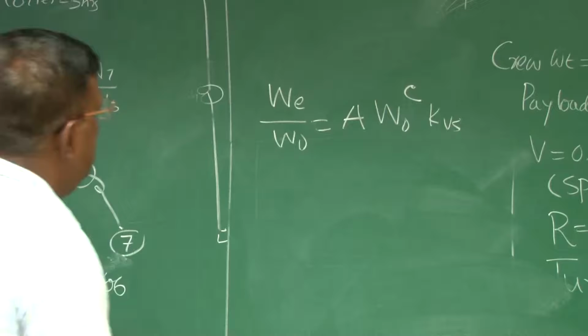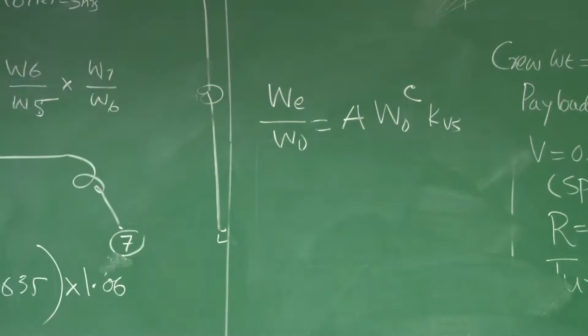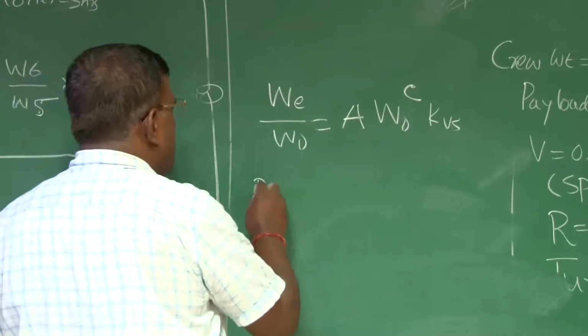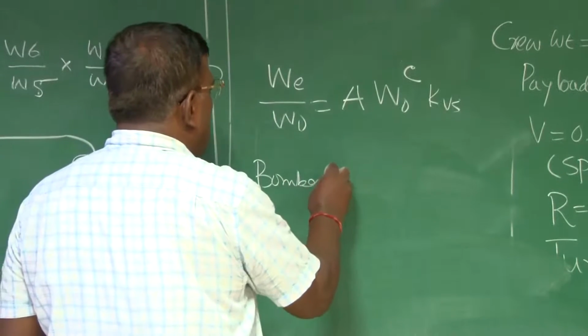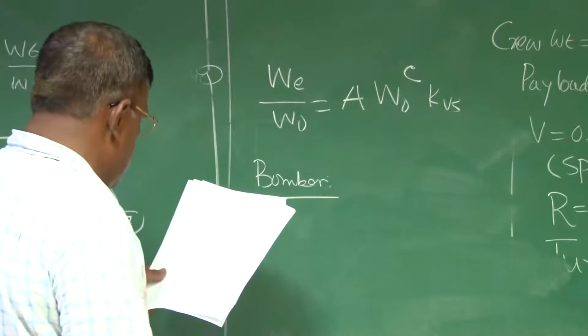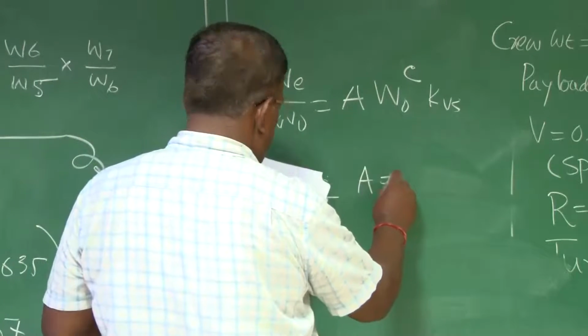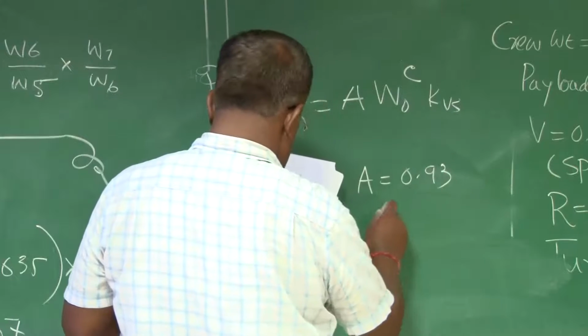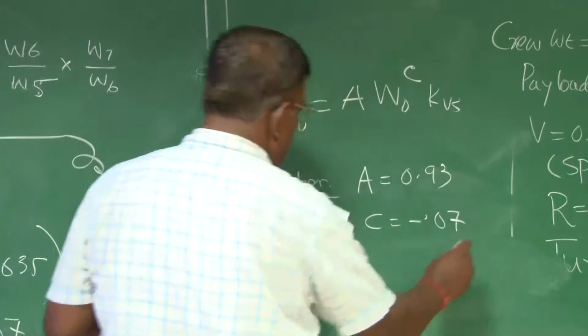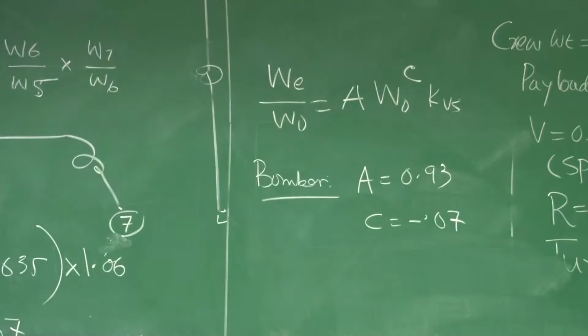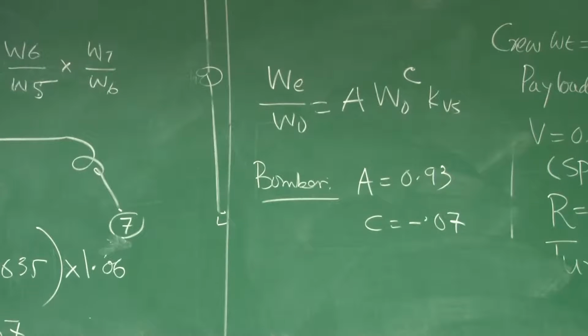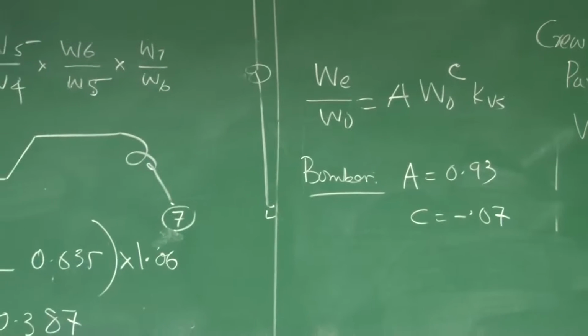And for the type of airplane we are discussing, if you see the table for the values of A and C, this typically represents a bomber, and for that case the value of A in the table is 0.93 and C is minus 0.07. If you are designing a civil aircraft, then accordingly you have to see the value which is historically generated, using historic data.